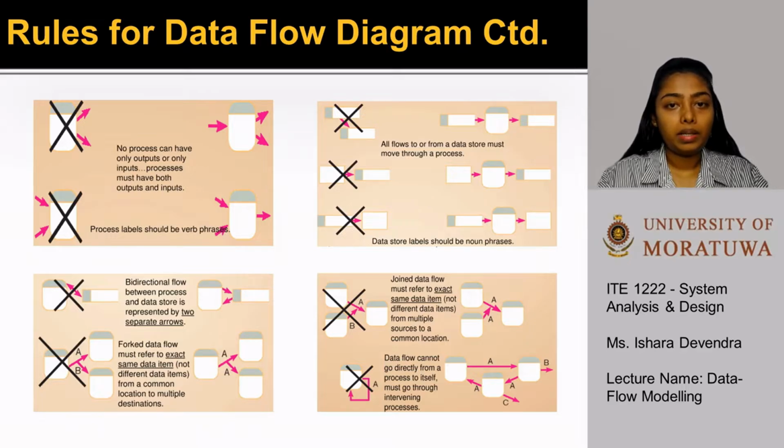This represents that bidirectional flow between process and data store is represented by two separate arrows. The fork data flow must refer to the exact same data item from a common location to multiple destinations. This represents that joint data flow must refer to exactly the same item from multiple sources to a common location. And data flow cannot go directly from a process to itself; it must go through intervening processes. So these are the rules that we should follow when designing data flow diagrams.